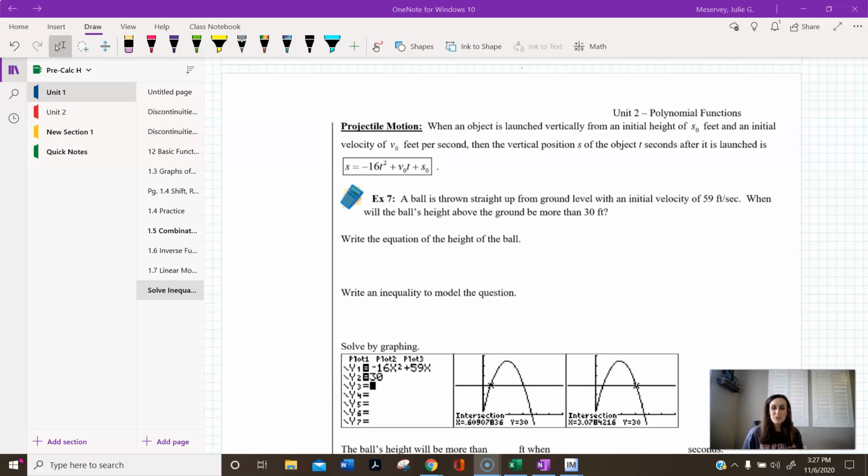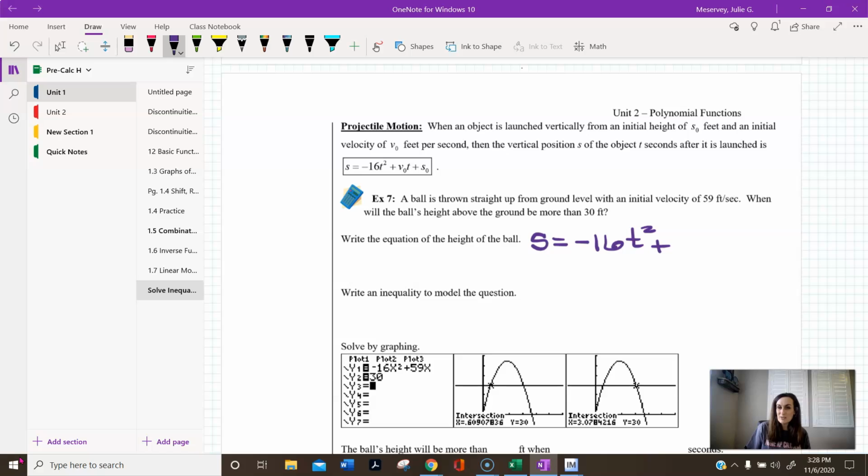Example 7 is a projectile motion problem, and the formula is given. This is a formula you should really get to know. You use it in physics all of the time. And so let's look at this, and we have S, which is the position of the ball. So S is the position of the ball, is equal to negative 16 is gravity. And then we're looking for t squared. So this is the variable we're looking for, plus v sub o is the initial velocity.